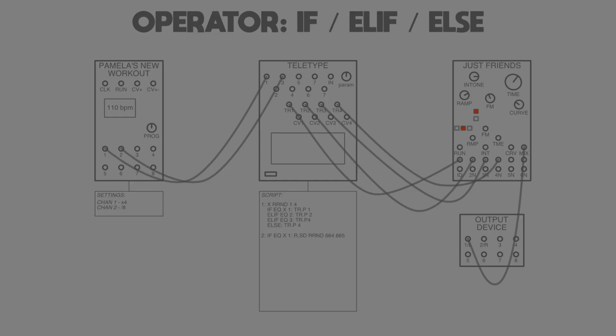So looking at the patch notes for this example, we can see that we have two clocks coming in from PAMS, one of which is a times 1 clock to trigger script 1 of Teletype, and the other is a divide by 8 clock to trigger a random seed command on script 3. Trigger outs 1 to 4 of Teletype connect to triggers in 1 to 4 of Just Friends, and each of these triggers on Just Friends fires a separate envelope for 4 oscillators, all tuned to different pitches.